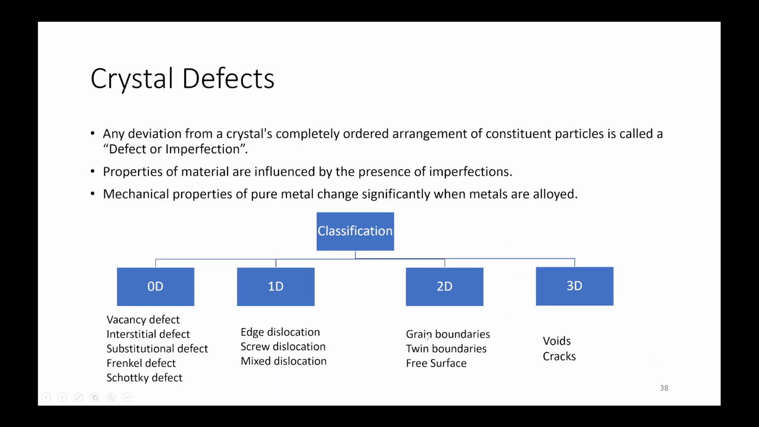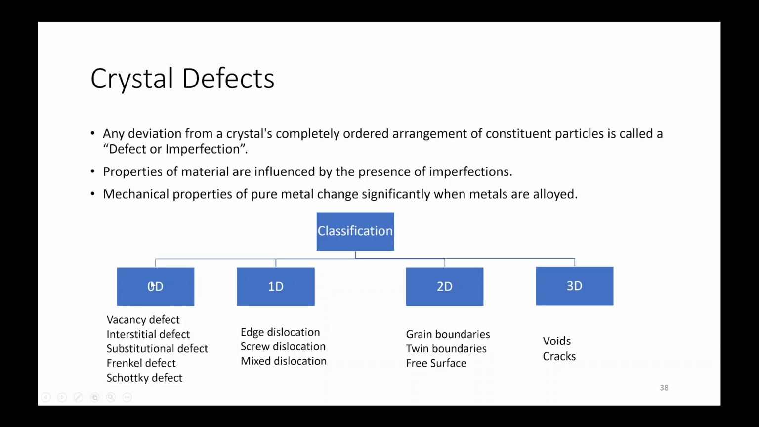Now, crystal defects. In a crystal structure there can be defects also. So any deviation from a crystal's completely ordered arrangement of constituent particles is called a defect or imperfection. So the properties of a material are influenced by the presence of imperfections, and the mechanical properties of a pure metal change significantly when metals are alloyed. Now we can classify these defects in four classes. So these can be either zero dimensional, one dimensional, two dimensional, or three dimensional.